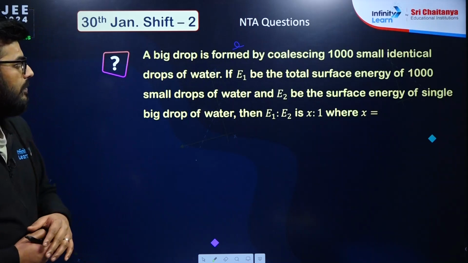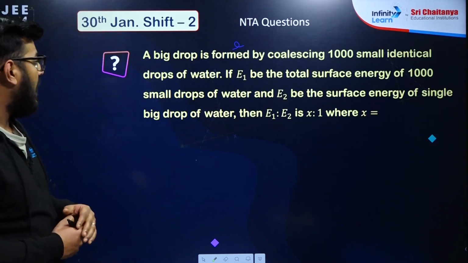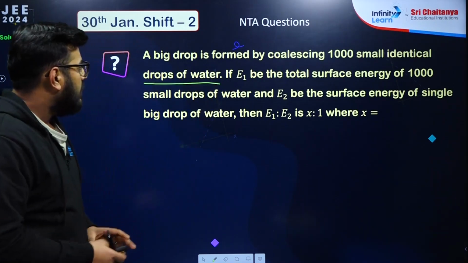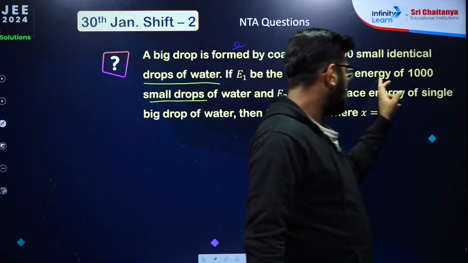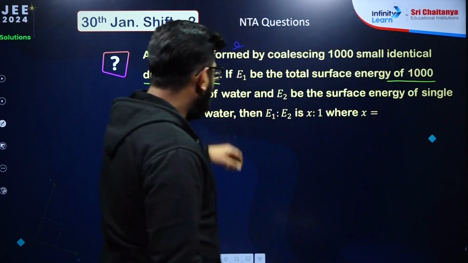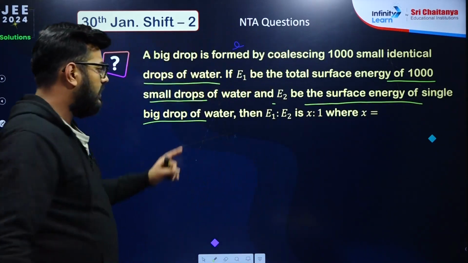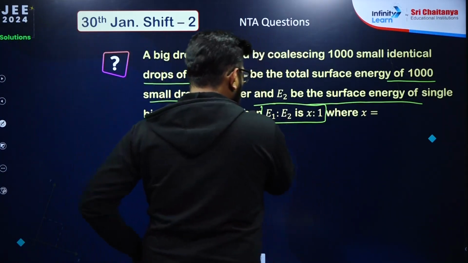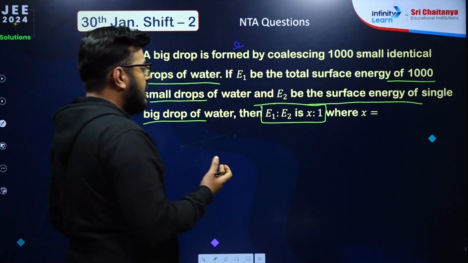A big drop is formed by coalescing 1,000 small identical drops of water. If E1 be the total surface energy of 1,000 small drops and E2 be the surface energy of a single big drop of water, then E1 is to E2 is X is to 1, where X is, how much is X?